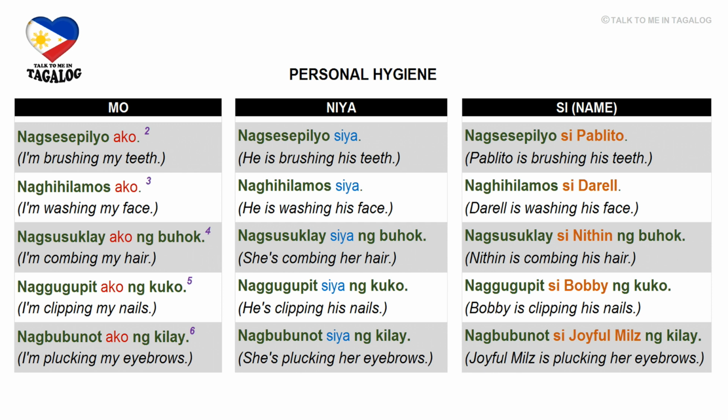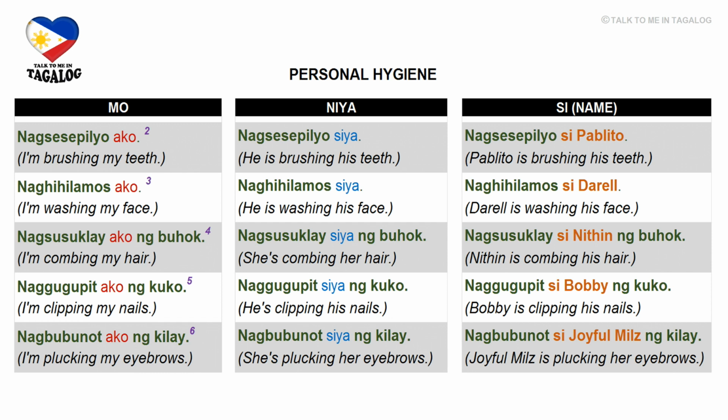Naggugupit ako ng kuko. Naggugupit means clipping or cutting. Kuko is either fingernail or toenail. I'm clipping my nails. Naggugupit siya ng kuko. He's clipping his nails. Naggugupit si Bobby ng kuko. Bobby is clipping his nails.